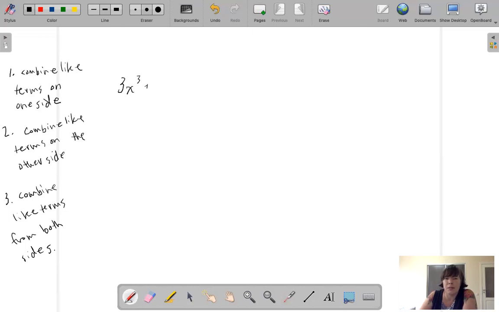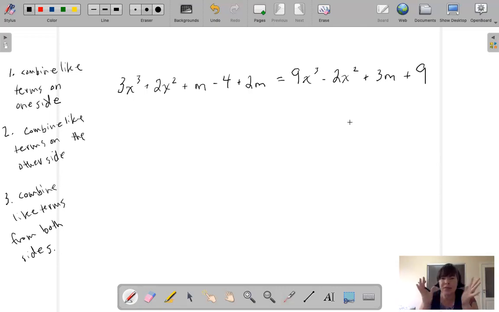3x cubed plus 2x squared plus m minus 4 plus 2m equals 9x cubed minus 2x squared plus 3m plus 9. Okay, don't let yourself get overwhelmed.